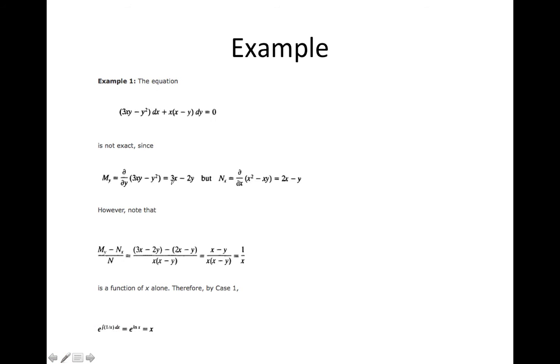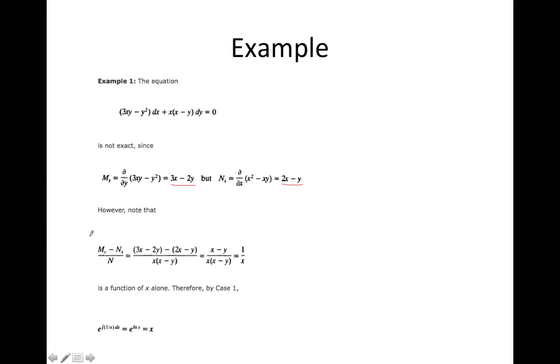So that's going to yield the following result. And then we take the partial derivative of N with respect to x, and that's going to yield this result. Now remember, for the equation to be exact, these two terms must be equal. Because they're not equal, our equation is not exact.